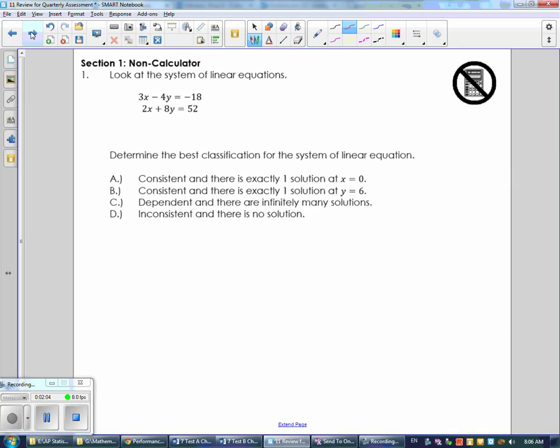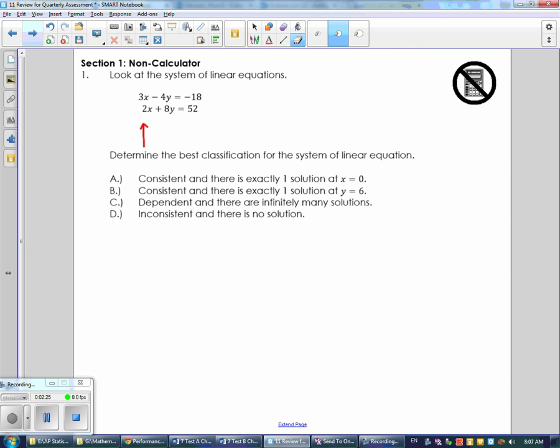So if I focus on the x variable, I've got to think about a number that both 3 and 2 divide evenly into. So it's going to be a number that's bigger than those 2 numbers. And if I think about it, 6 would be the number that I would choose. Both 3 and 2 divide evenly into 6. But I would have to change both equations to make that happen.